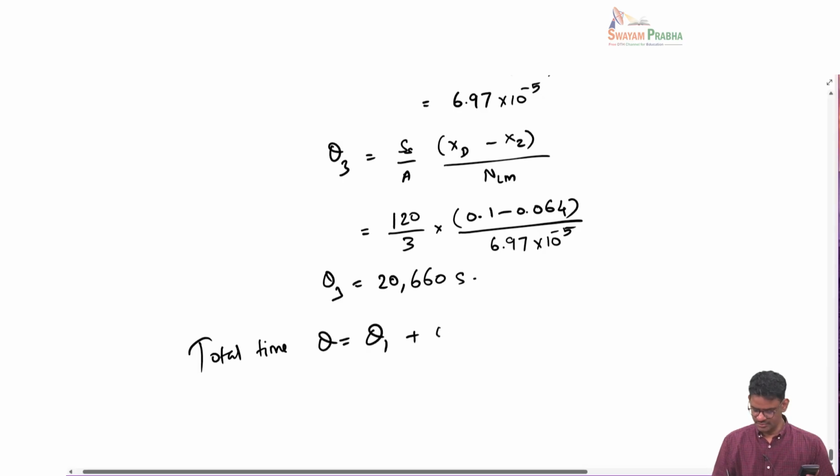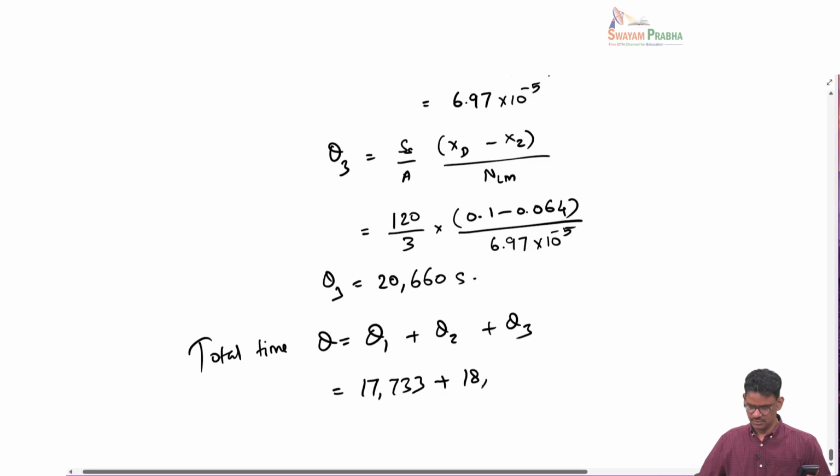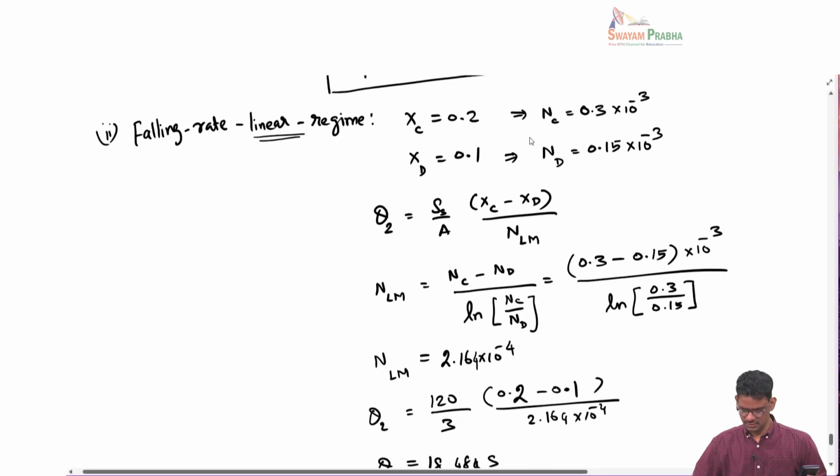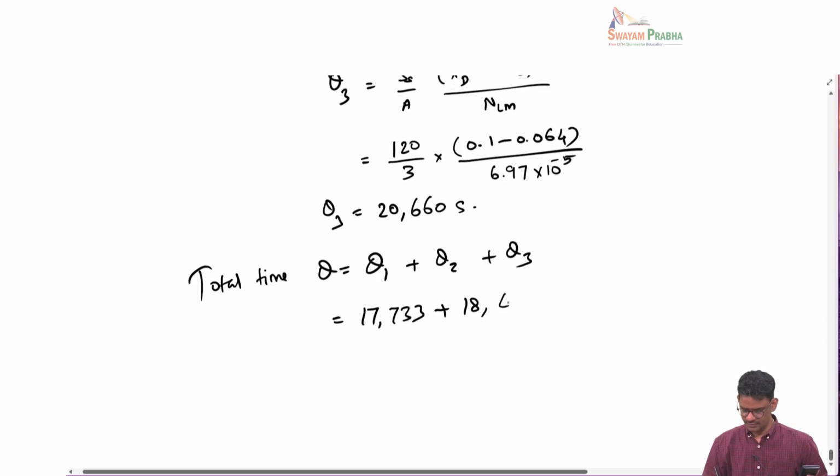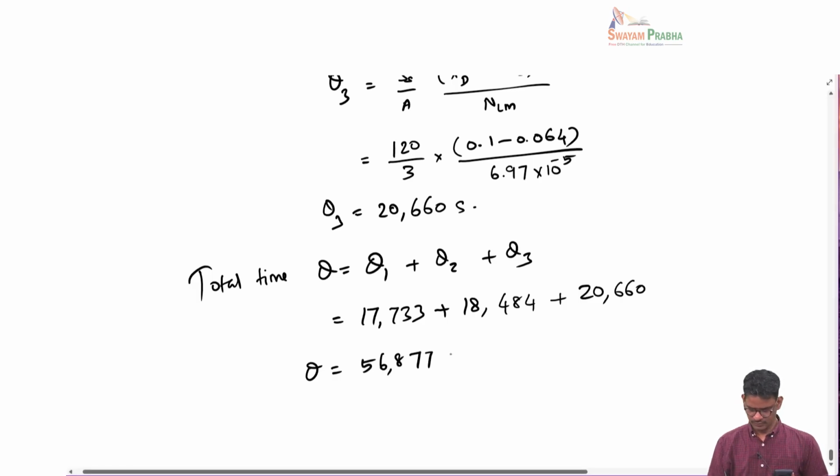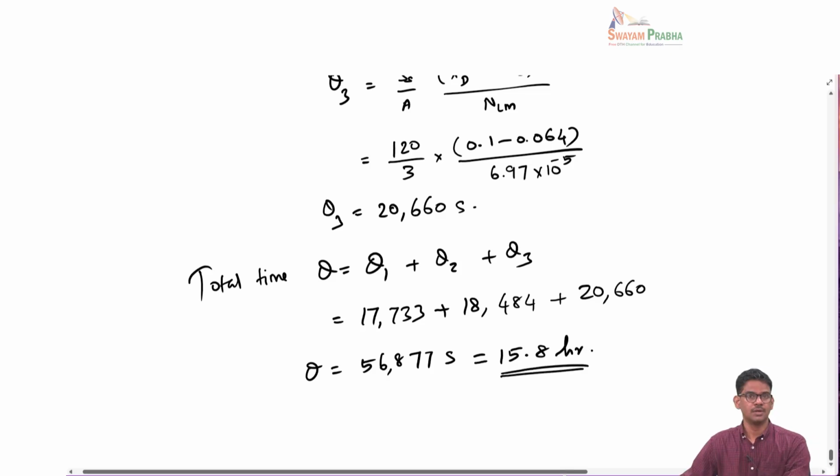So the total time theta is theta 1 plus theta 2 plus theta 3. This is 18,484 plus 20,660. So the total time for drying is about 15.8 hours.